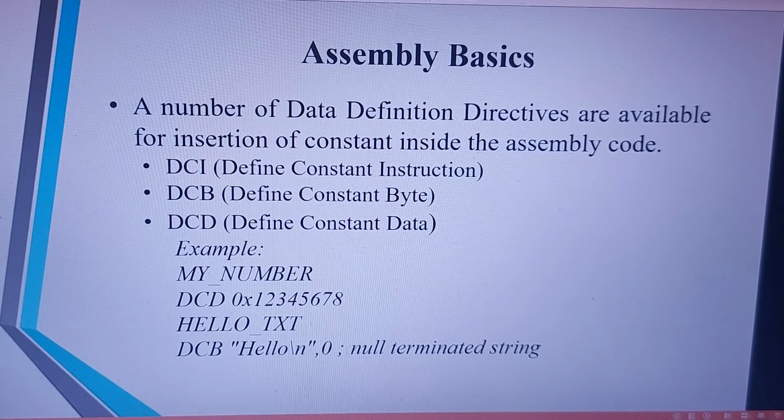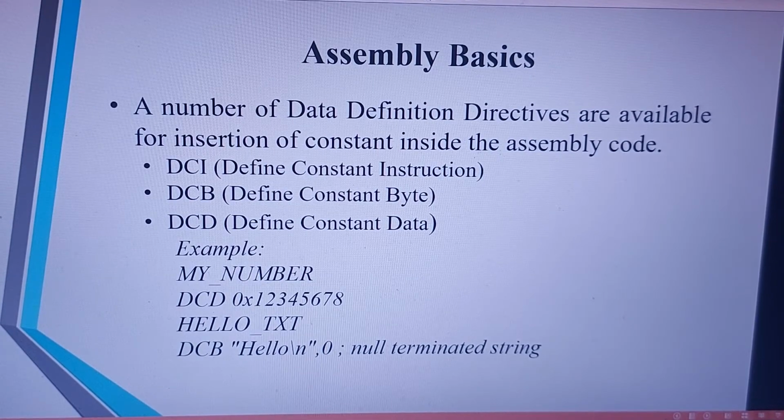Then for defining data, whenever we want to have a lot of data operations to be performed, there are three types of data directives, or data definition directives, as they are called. That is DCI, DCB and DCD. DCI is defined constant instruction, DCB is defined constant byte, DCD is defined constant data. Defined constant instruction usually is not used very frequently.